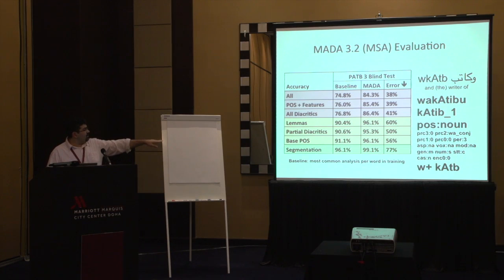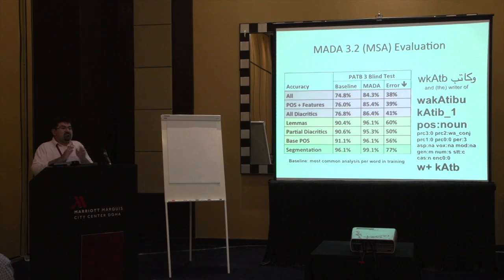So you notice the segmentation seems easier in the baseline, because you can take this word and think it's wakatib, as in and writer, or wakataba, and he corresponded, and say the wa should be split. You're wrong on figuring out that it's a verb versus a noun, but you got the segmentation correctly, and then you get the points for that.